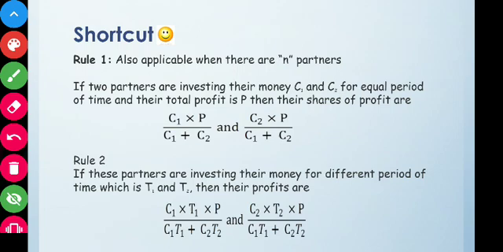Let's come to rule number 2. If the partners are investing their money but for a different period of time, suppose A invests for T1 time and B invests for T2 time, then how do we calculate the same? In that case, the formula will be C1 into T1 into P by C1 T1 plus C2 T2 and C2 into T2 into P by C1 T1 plus C2 T2. We will learn this concept more clearly, as I already told, when we solve the questions.